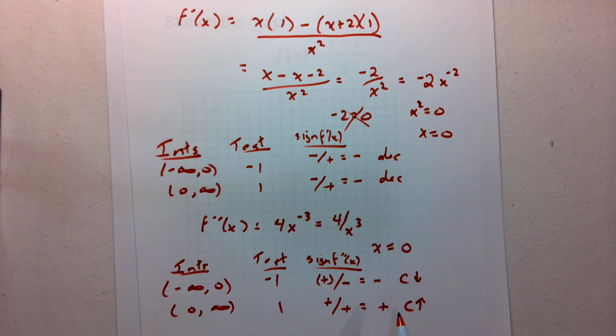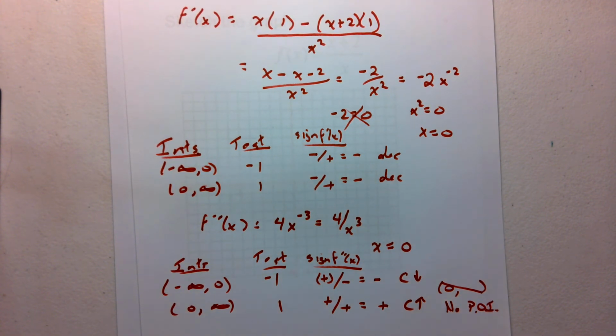Do I have a point of inflection? Again, that value is going to happen when x equals 0, in between these two intervals. If I plug 0 into the original, remember, that doesn't happen. We had an asymptote there, didn't we? So again, there is no POI for this problem, so no point of inflection.